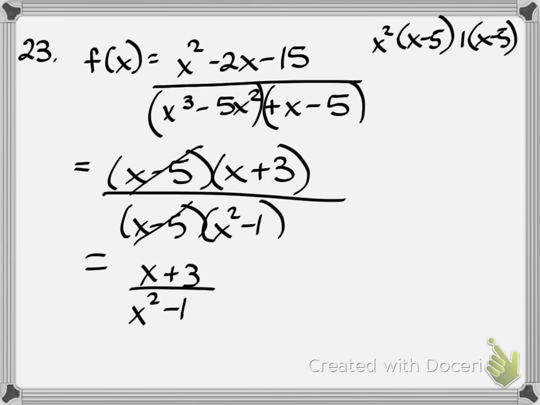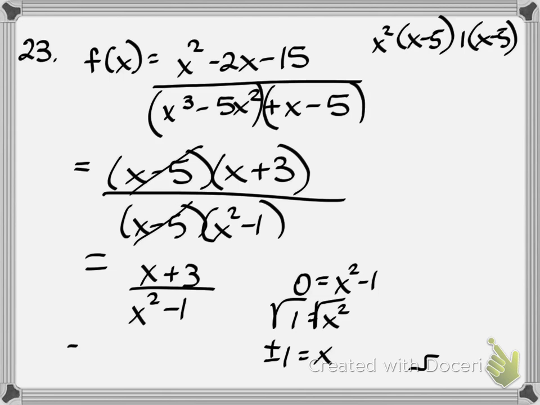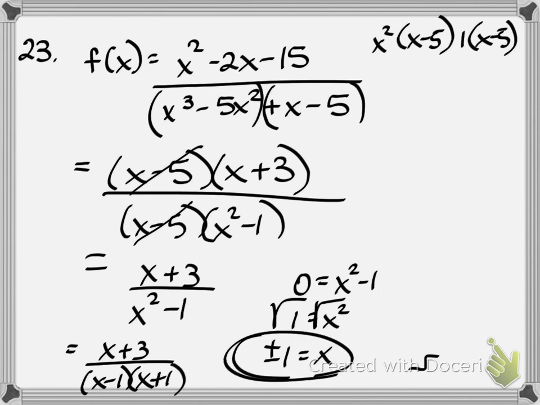So x squared minus 1 is going to give me asymptotes. Since it's an x squared, you can either go ahead and set it equal to 0 here and solve by taking the square root, or you can go one more step and factor the bottom and set those equal to 0 and get your answer.